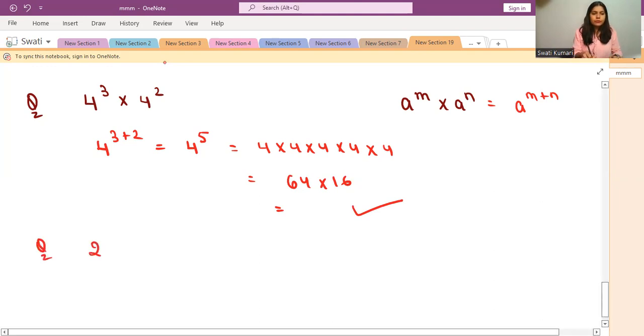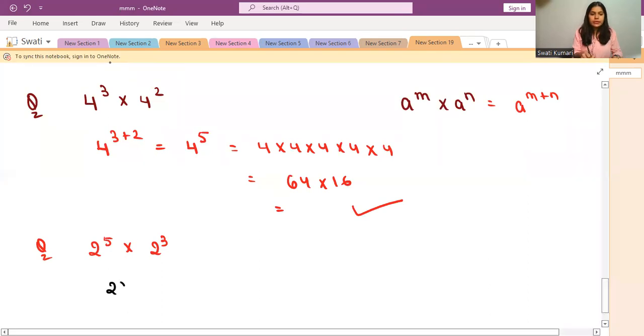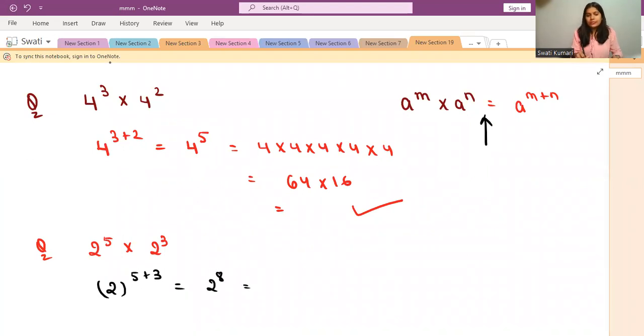So we have 2 raised to 5 into 2 raised to 3. You can see the question is similar. Okay, so again, using the same property, we have to write down the base. Because it is getting multiplied, the powers will get added using this property. So this will become 5 plus 3, which is 2 raised to 8. And 2 raised to 8, yes, you can simplify this. So it is 2 into 2 into 2 into 2 into 2 into 2, 3, 4, 5, 6, 7, 8.